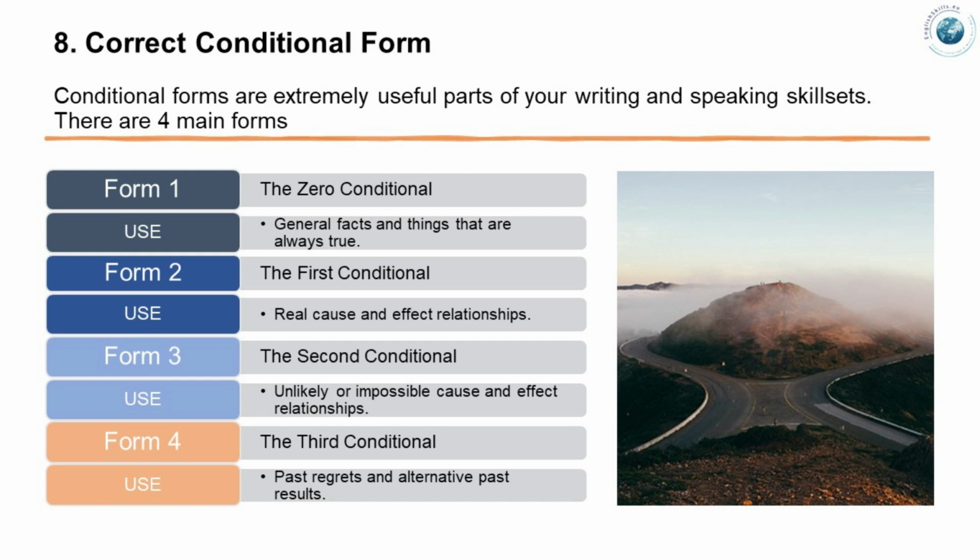Form 1. The zero conditional. Use. General facts and things that are always true. Form 2. The first conditional. Use. Real cause and effect relationships. Form 3. The second conditional. Use. Unlikely or impossible cause and effect relationships. Form 4. The third conditional. Use. Past regrets and alternative past results.